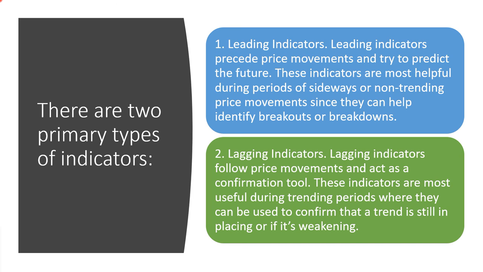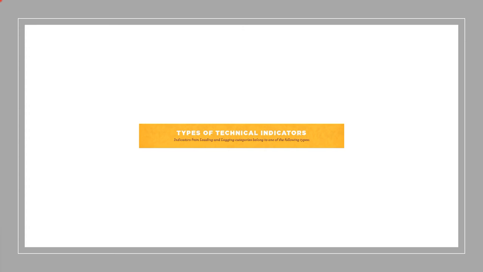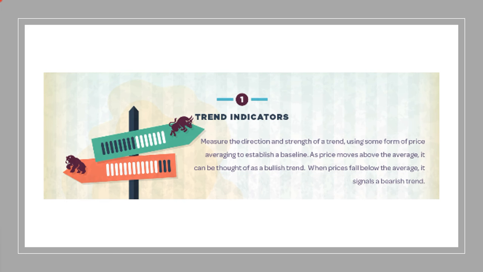So leading indicators precede price movement and try to predict the future. Lagging indicators follow price movement and act as confirmation tools. Now, these indicators, whether leading or lagging, break into categories of what they analyze and what they work for. So we have trend indicators. These measure the direction and strength of a trend using some form of price averaging to establish a baseline.